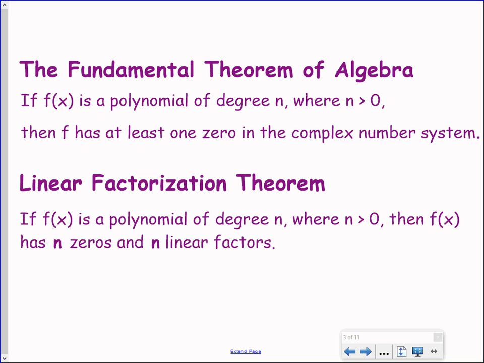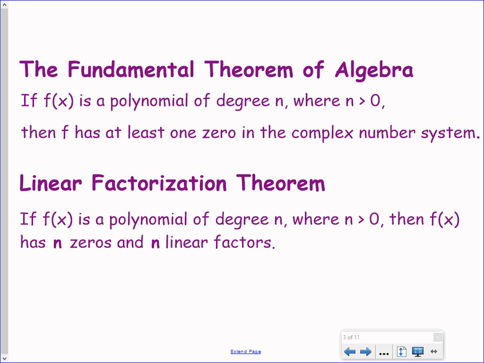So we're basically excluding from that the constant function, if you'll remember the constant function. Then f, the function, has at least one 0 in the complex number system. So we're saying the linear function, the quadratic, the cubic, the quartic, there has to be at least one 0 that exists in the complex number system. Remember, the complex number system are both real answers and imaginary answers. So it could be both or either.